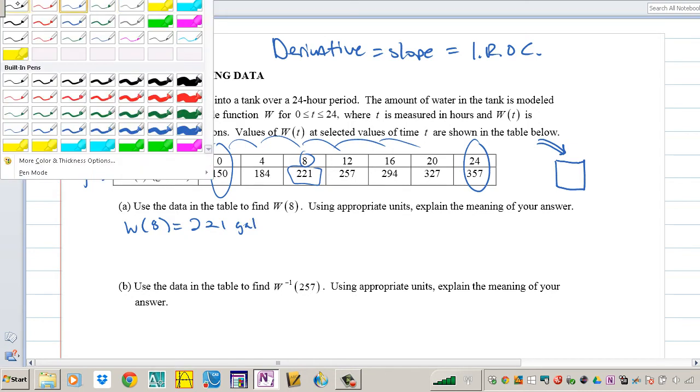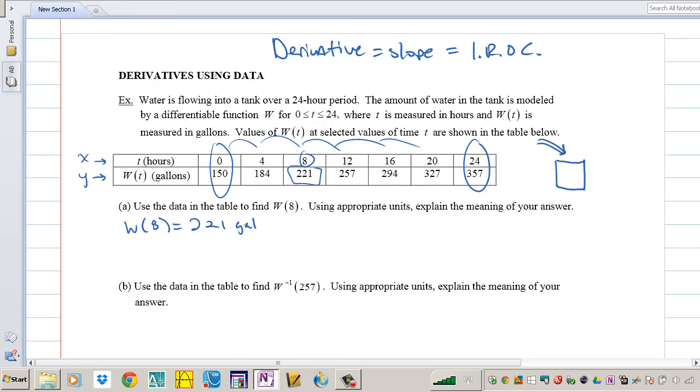Well, just think logically. Water is flowing into a tank over a 24-hour period. In 8 hours, there was 221 gallons. That's pretty much it. In 8 hours, the tank reached 221 gallons.